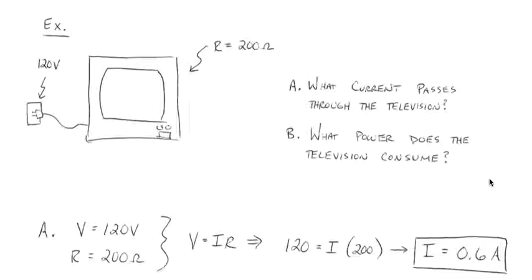So in the first case, that's a more basic problem. We just have to use Ohm's law. We know the voltage and the resistance, so I can therefore solve for the current, which is the unknown, and I find that about 0.6 amps of current will pass through this television as it's operated.